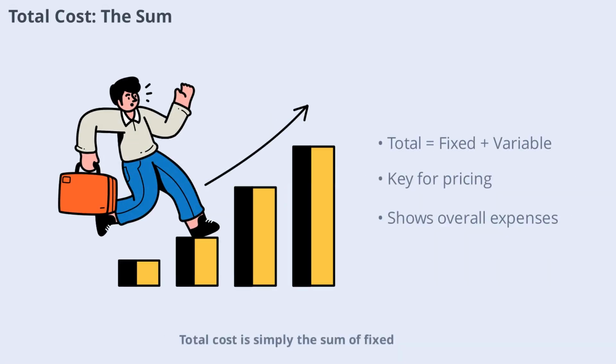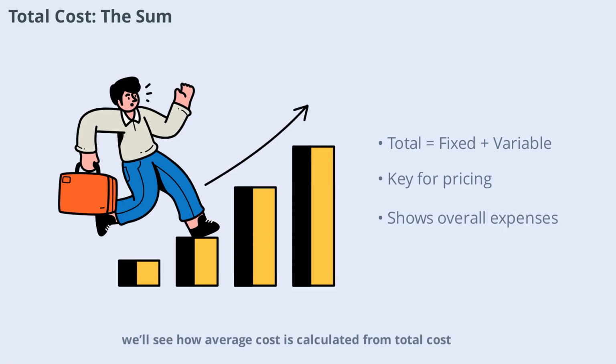Total cost is simply the sum of fixed and variable costs at any level of production. It gives a complete picture of what it takes to run a business. For example, if your fixed costs are $1,000 and your variable costs for producing 100 units are $500, your total cost is $1,500. This number is essential for pricing decisions and profit calculations.